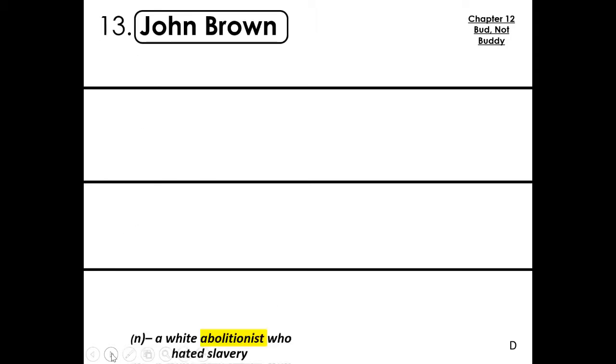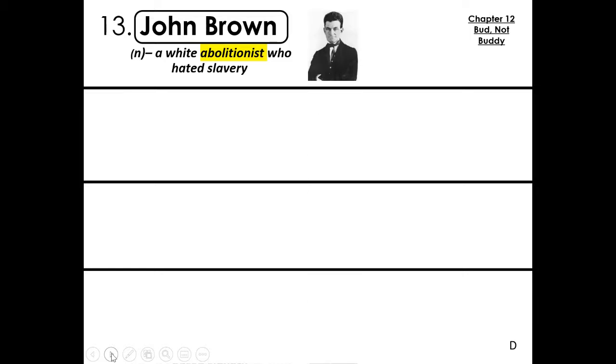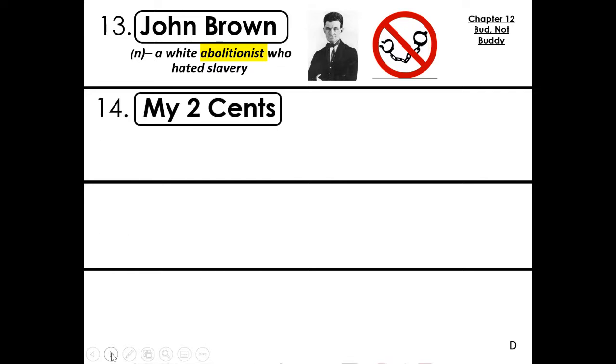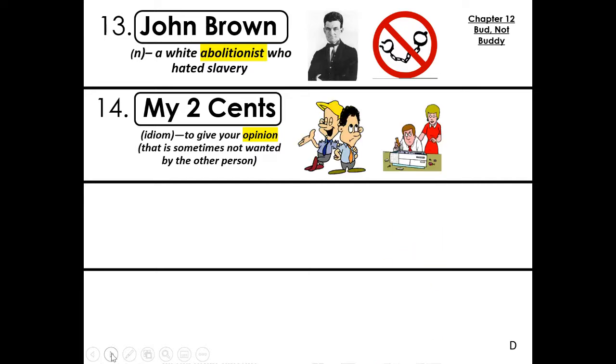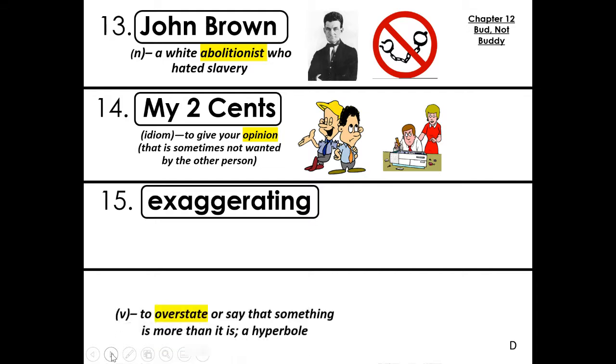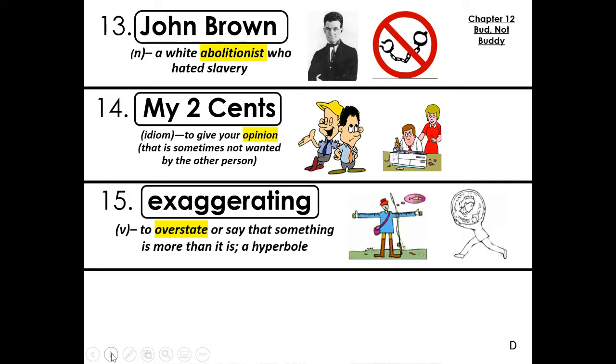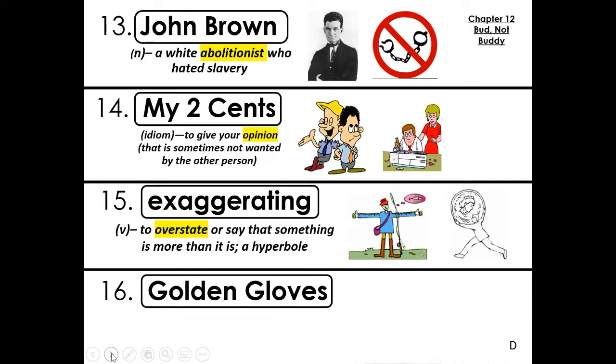All right, number 13, John Brown, a white abolitionist who hated slavery. In fact, he wanted to abolish it, get rid of it. Number 14, my 2 cents. An idiom to give your opinion that is sometimes not wanted by the other person. Number 15, exaggerating. To overstate or say that something is more than it is, a hyperbole. And finally, 16, Golden Gloves, a boxing award and the name of a boxing competition.